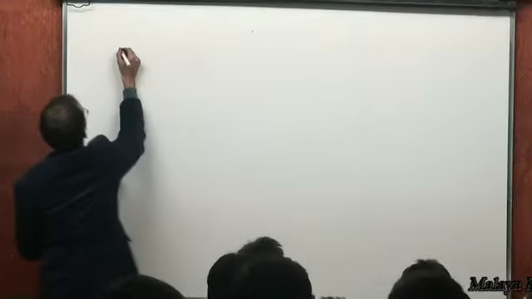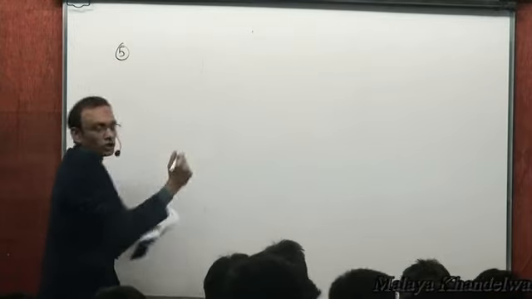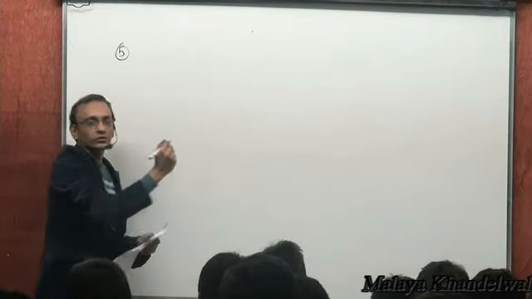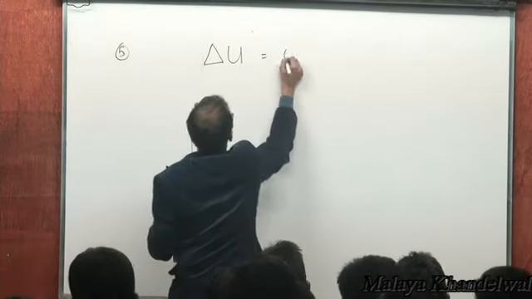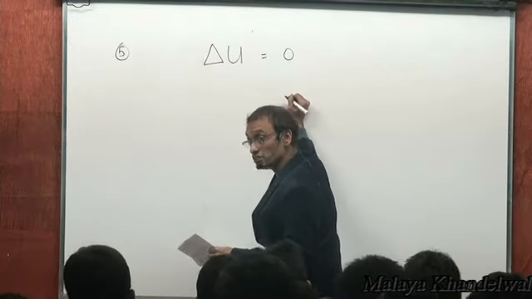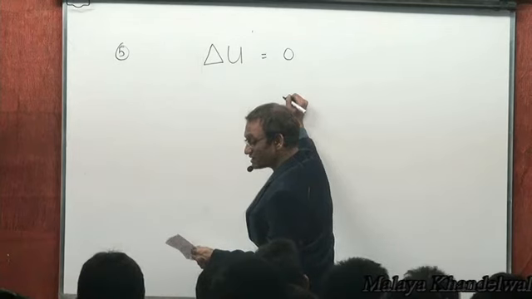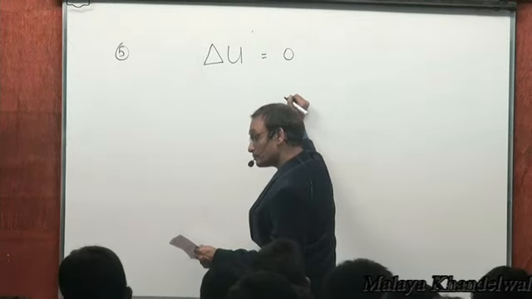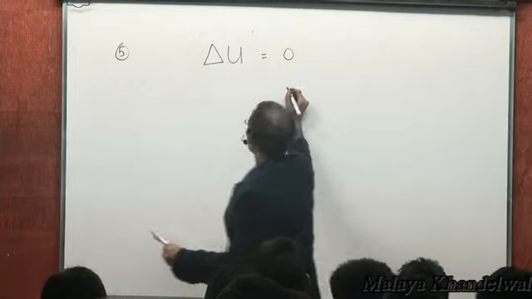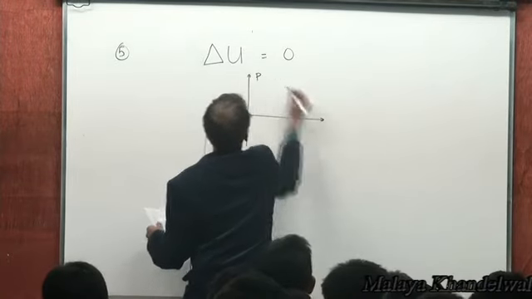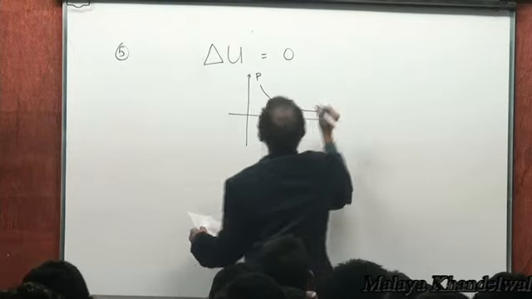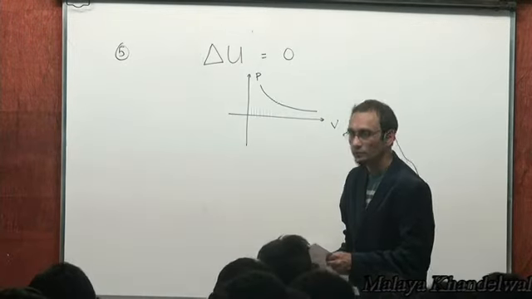Now, problem 5, we are talking of a process in which delta U is 0. That means constant temperature. Constant temperature means option B, isothermal process. It must be this. Option B must be right, right?